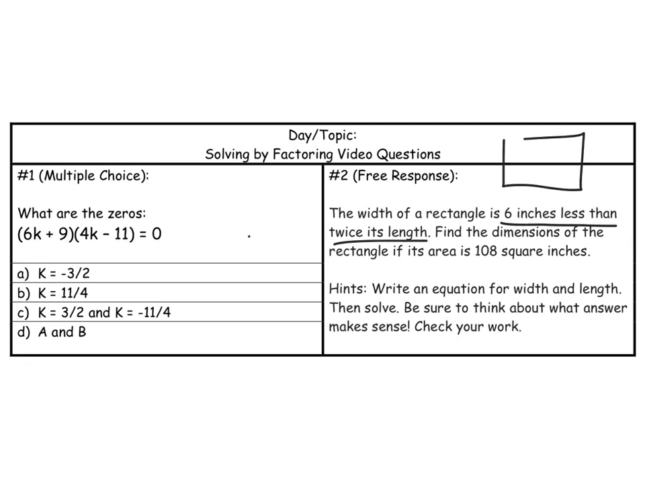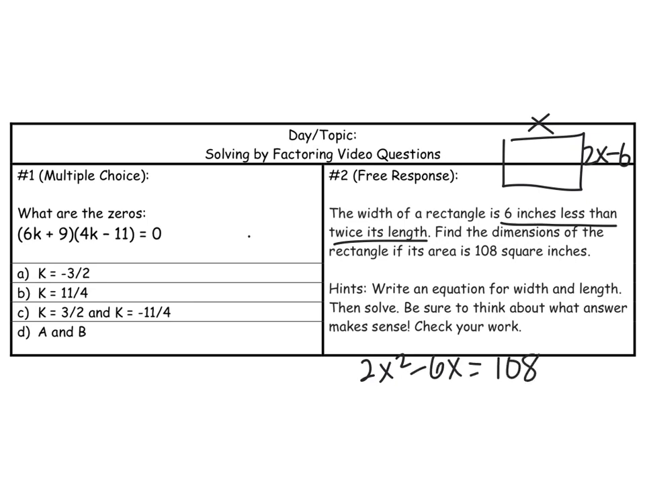So think of your rectangle. It has a width that is 6 inches less than twice its length. So if I call its length x, the width is 6 inches less than twice x. And it says find the dimensions if the area is 108. So what you'd want to do is multiply length times width. So that would be 2x squared minus 6x equals 108.